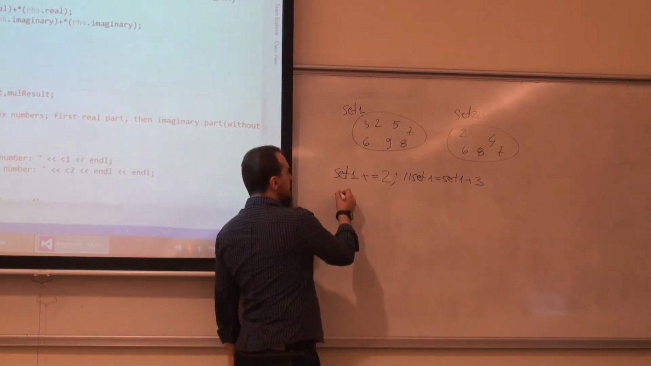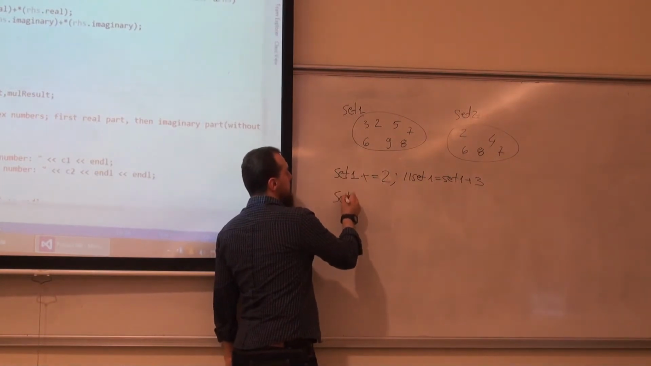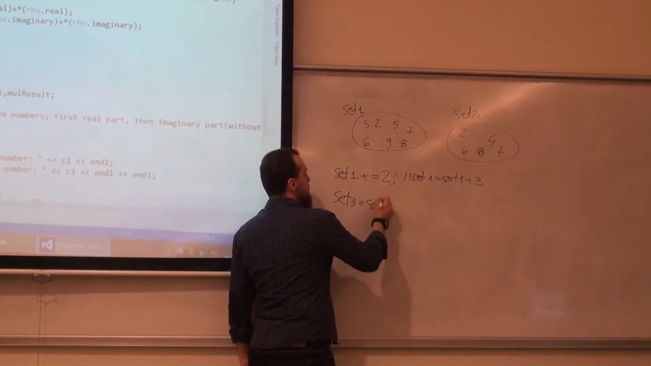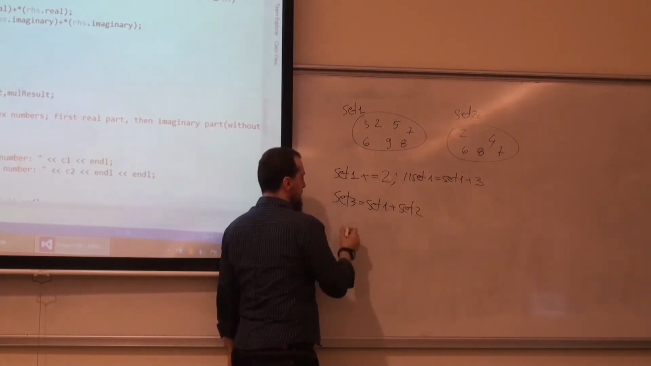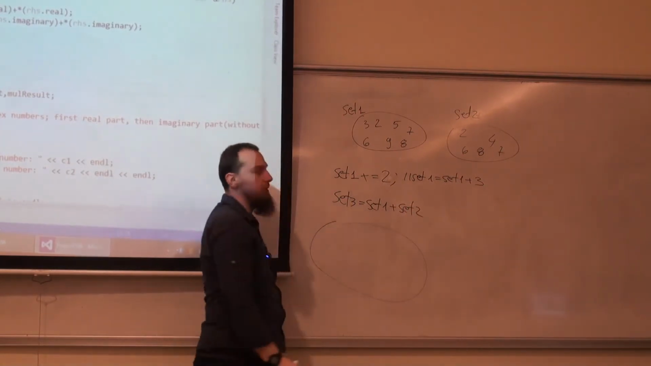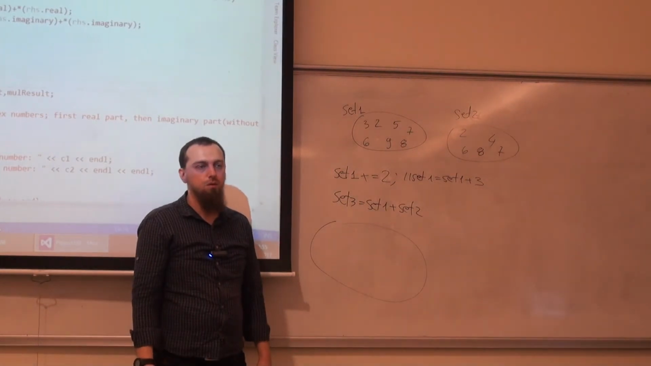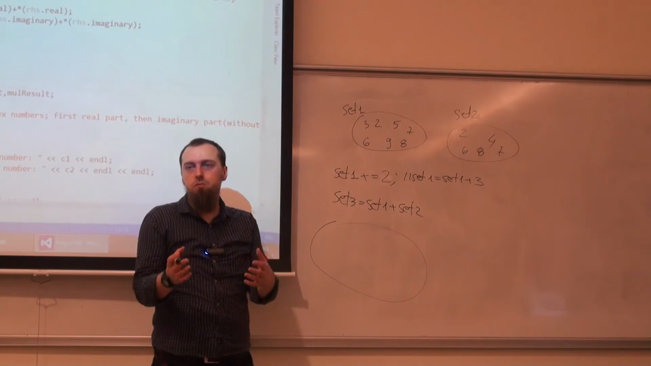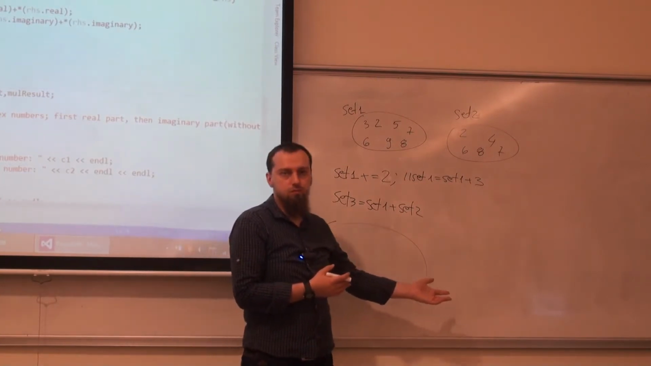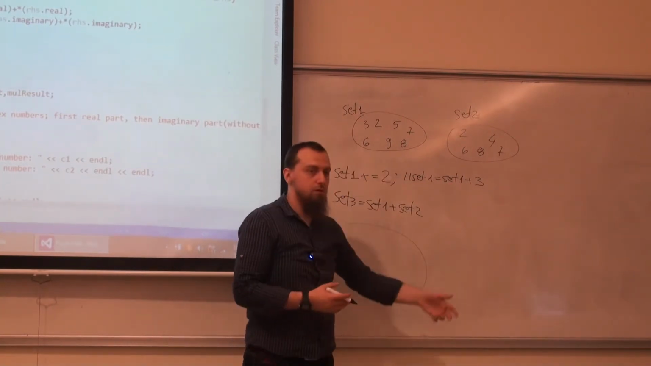I can also do the following. Set 3 is equal to set 1 plus set 2. And what do you think? What is set 3 going to look like? What am I going to have? Come on, tell me. By intuition. Of course, this is a matter of definition. You can make everything. So?